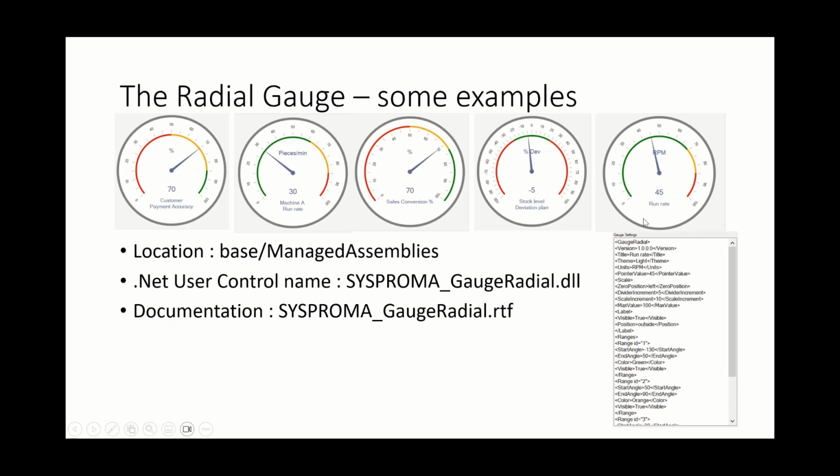And if we have a quick look at the type of XML that's actually being sent to it, it's just very, very simple. You've basically got a gauge radial root, and then you're basically saying, well, here's the units, the RPM, there's your value, 45, and then a series of elements which describe the scale, the colors, and so on like that.